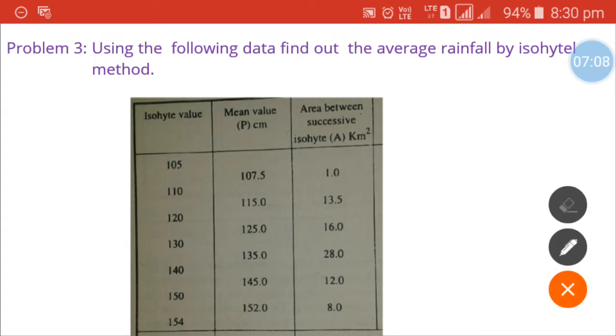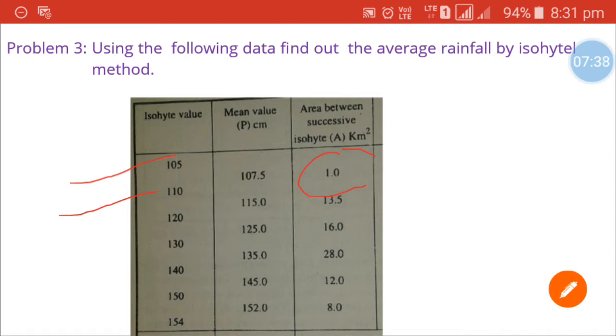Now here, for example, for the isohyet having a value 105 and the isohyet having the value 110, the area enclosed between these two isohyets is measured as 1 square kilometer. Now this is the area, and what about the precipitation? The value of precipitation can be obtained as a mean value.